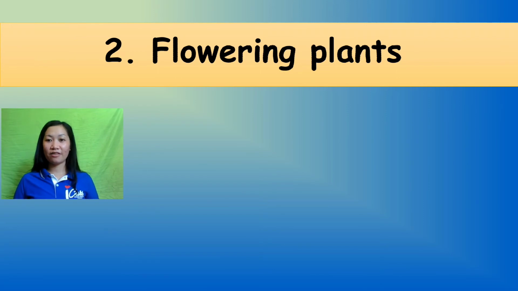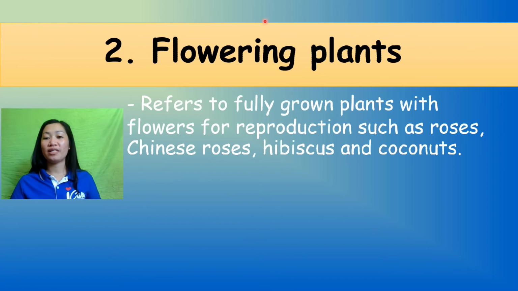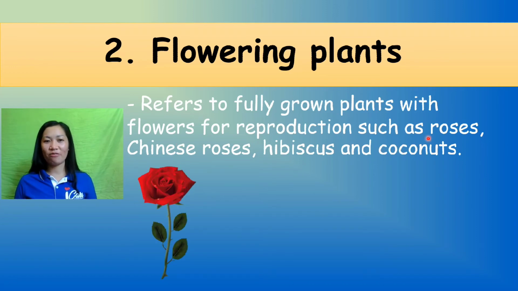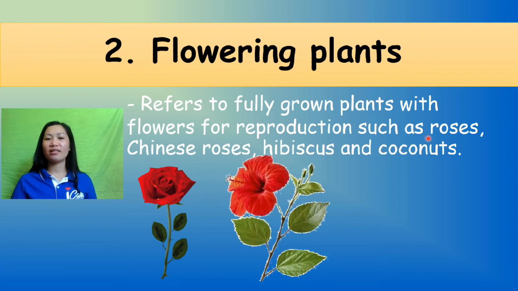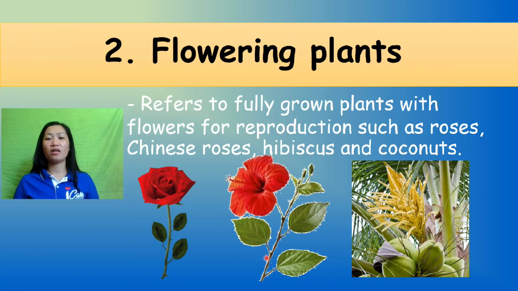Next is the flowering plants. Flowering plants refer to fully grown plants with flowers for reproduction, such as roses, Chinese roses. We also have hibiscus, and we also have coconuts. These are some examples of flowering plants. They reproduce because of their flowers.